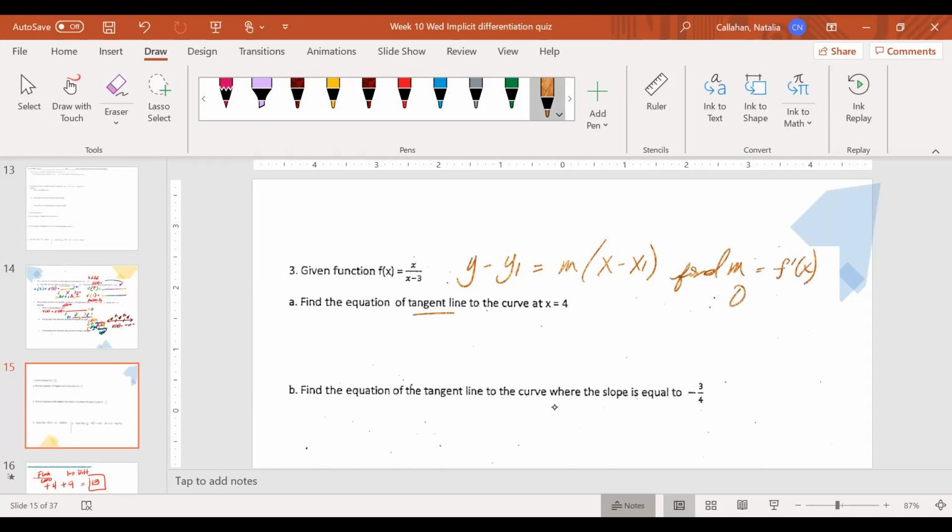And unfortunately, you will have to use the quotient rule, so make sure you do that. And then once you find the slope, use the point, and you're like, well, which point am I going to use?